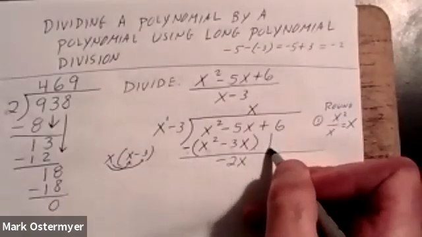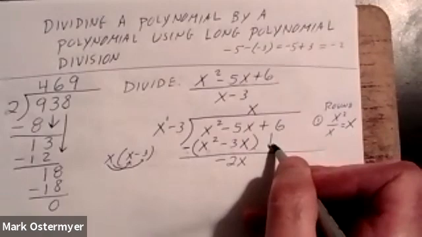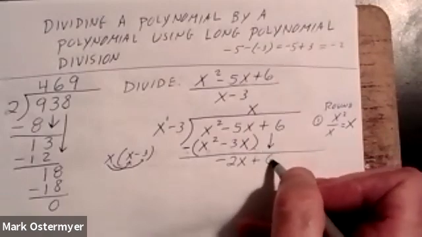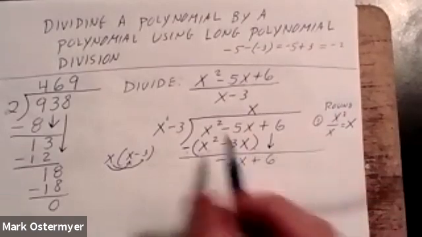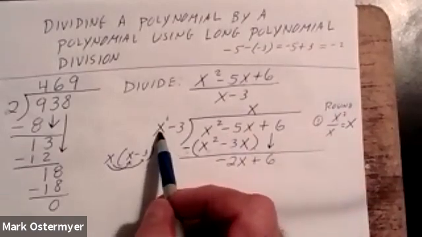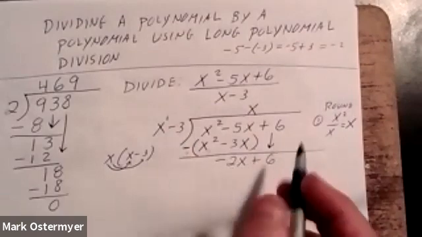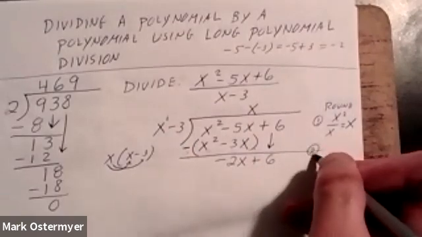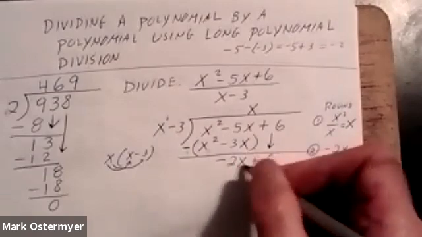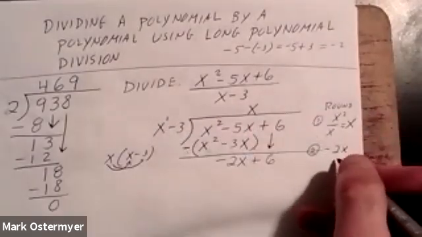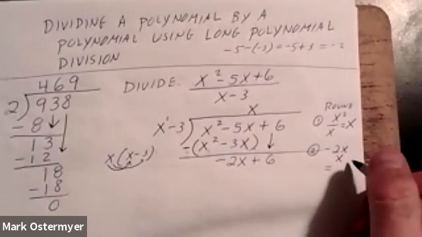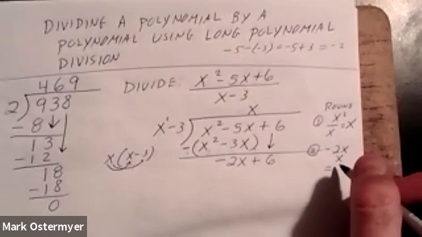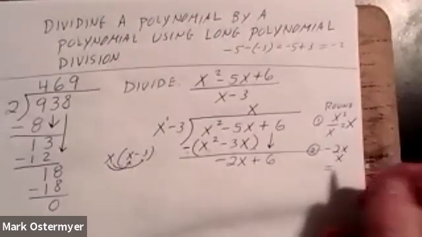Now we drop down the next term to prepare ourselves for round 2 of division. So we drop down to plus 6. And now we have the second round of division upon us. We ask ourselves, how many times does this x out here divide into negative 2x? To answer that question, this is round 2. We take negative 2x, place it over x, and reduce. What does this reduce down to?